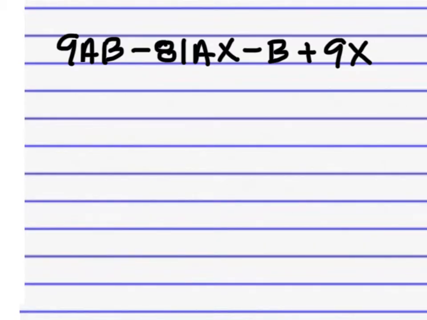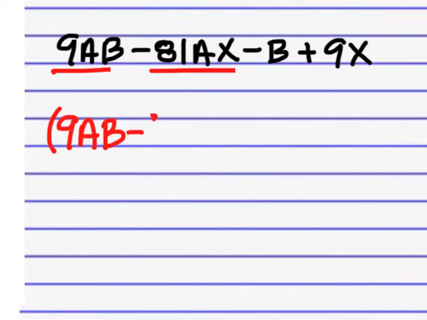9ab minus 81ax minus b plus 9x. Well, you could certainly take out a 9a from these two. These two don't have anything in common. It doesn't mean that it's not going to work out. But we'll try it anyway. Let's group these two together and come up with 9ab minus 81ax.